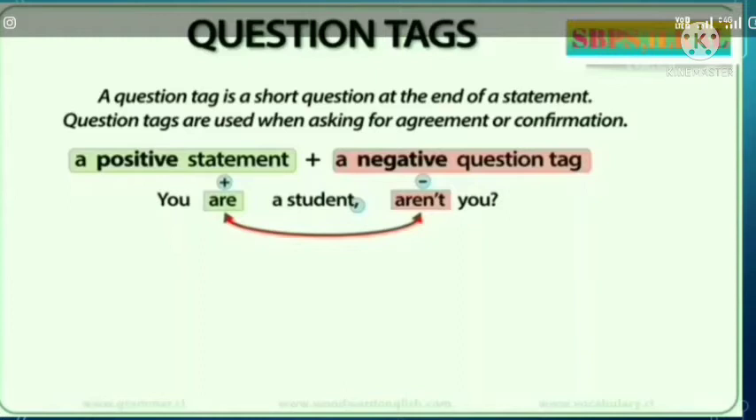So children, question tags are used when asking for agreement or confirmation. Okay, so actually question tags are short questions tagged onto statements. Tags are mainly used in spoken English when the speaker wants confirmation or has a doubt. So if the statement is positive, the question tag is negative. And if the statement is negative, the tag should be positive.